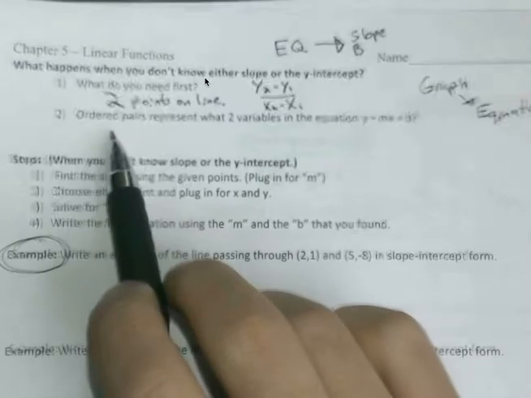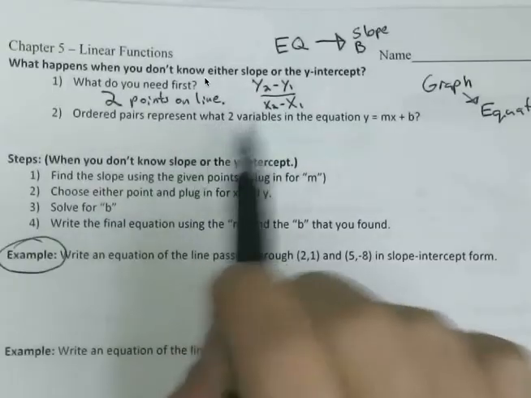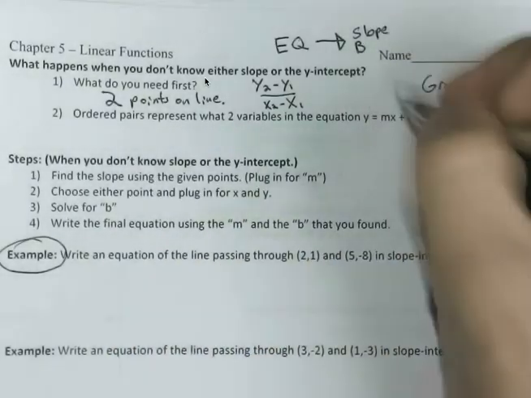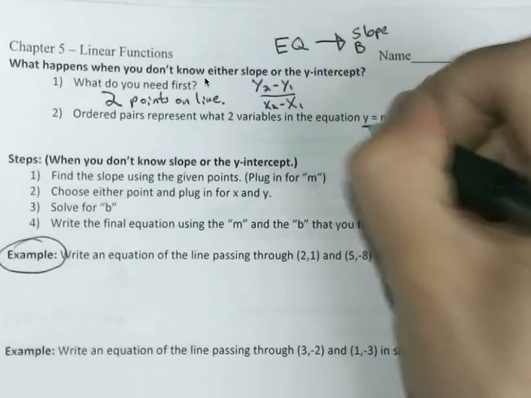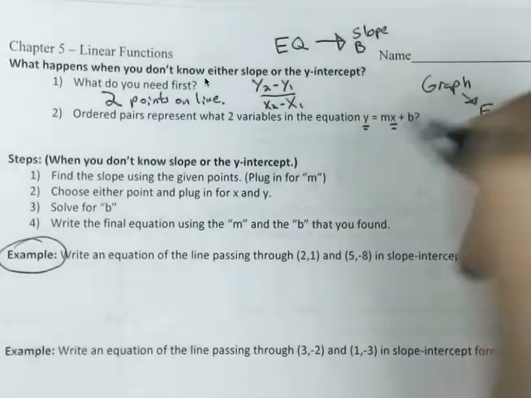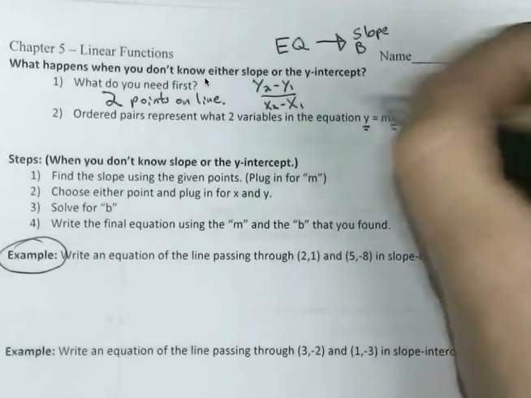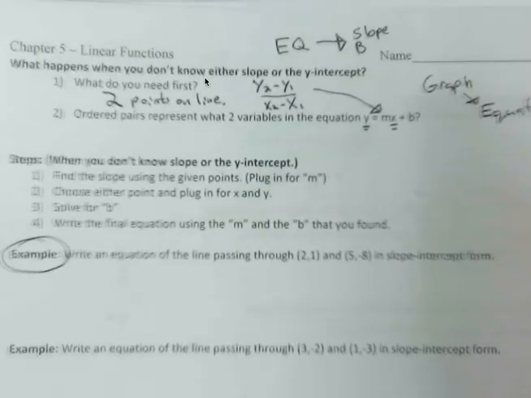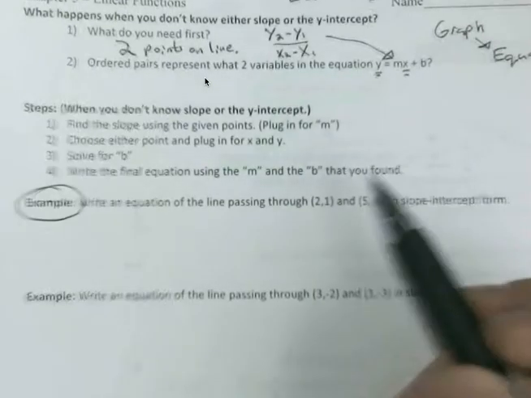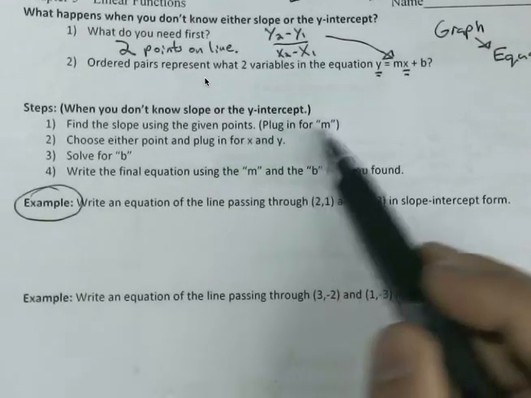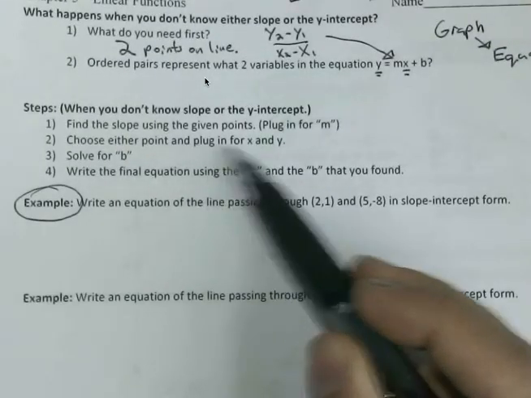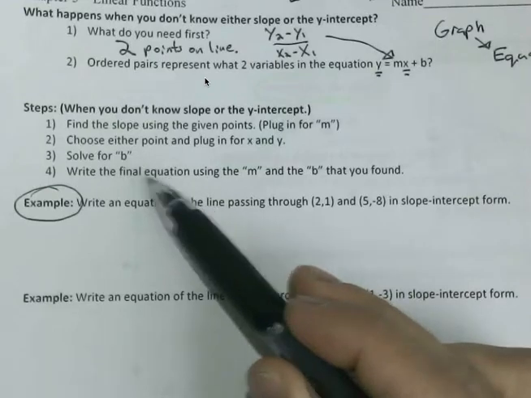What do the two ordered pairs represent for the two variables in the equation? So the ordered pairs represent the x and the y. They help us give that x and the y, but the two ordered pairs when combined help us get the slope, which we can then use to get the y-intercept. So it's kind of an odd play-by-play, but we can follow these steps if we don't know the slope or the y-intercept. So we can find the slope using the given points. Sometimes you have to navigate what those are.